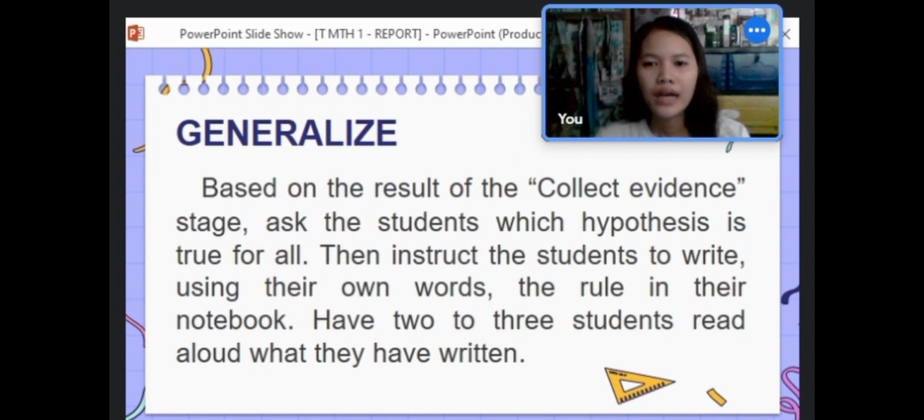So, have 2 to 3 students read aloud what they have written. Bali diri nimo mabal-an as a teacher kung nasabtan ba gyud sa mga estudyante unsa ang rule or pattern nga dapat gamiton para sa tanan.